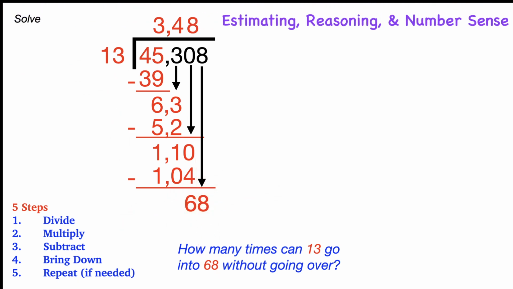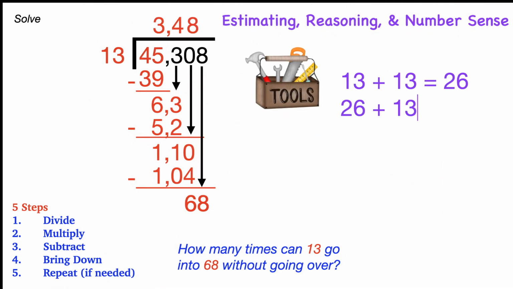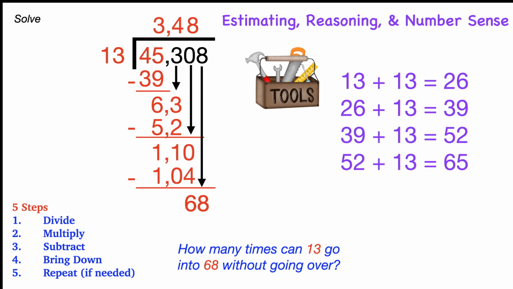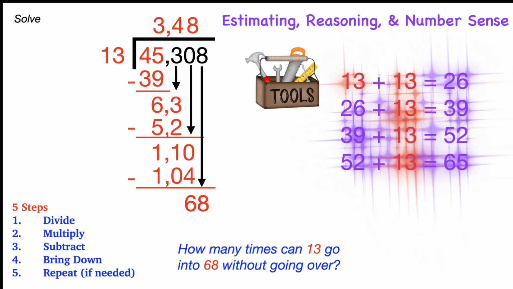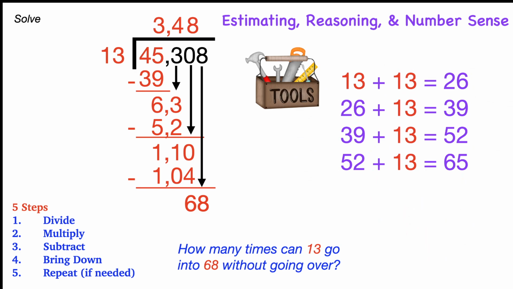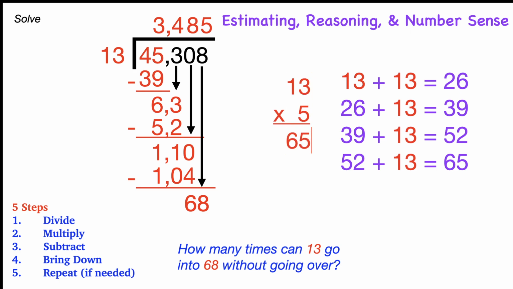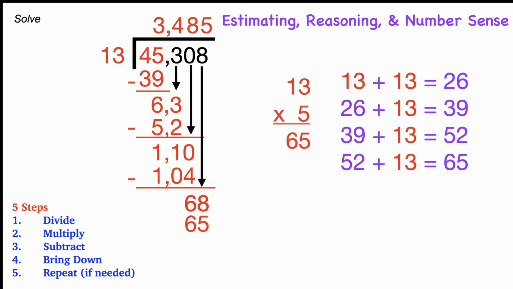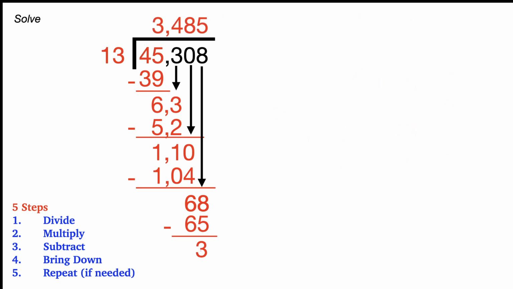Again, using our estimating and reasoning and number sense. This time, we'll go back to our repeated addition. We did that before, and that'll be useful for now. We know that before 65 was too much, but this time it's perfect. So we're going to use 5 groups of 13. The 5 goes on top. We multiply 13 times 5 is 65. The 65 goes on the bottom. We subtract, get 3, and that 3 will go up at the top and become our remainder. If we can get that up there, there we go.